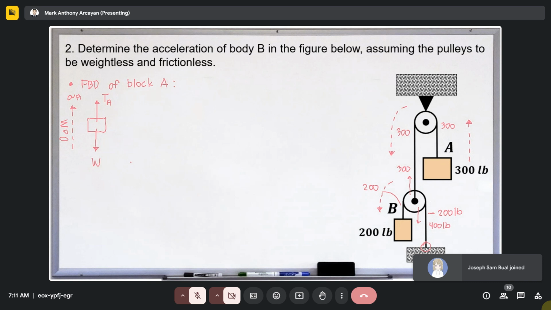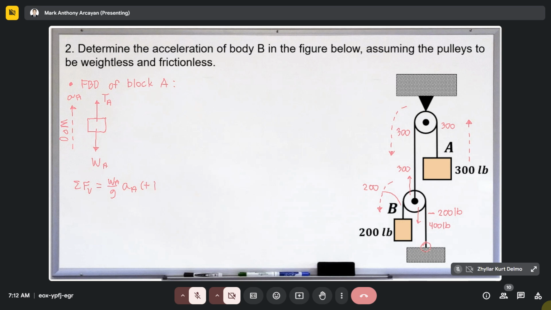Now, let's perform summation of forces. Summation of forces along the vertical axis is equal to the mass of block A, which is W over g, times the acceleration. This is the equation for the D'Alembert principle. Then we will indicate the sign convention. We're going to treat force as positive if it is directed along the direction of motion. There are only two forces.